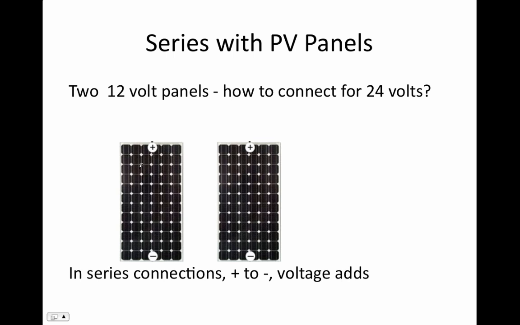Okay. So if we look at series connections with PV panels, let's say we have two 12-volt panels. How do we connect them for 24 volts? Remember, a series connection, plus goes to minus, and the voltages add. So see if you can think of how these would be connected. I'll give you just a second to think about that. How would you connect these up? Where would you make the connection so that they add up and make 24, and then where would you take the power off when you're done? So I'll give you a second to think about that.